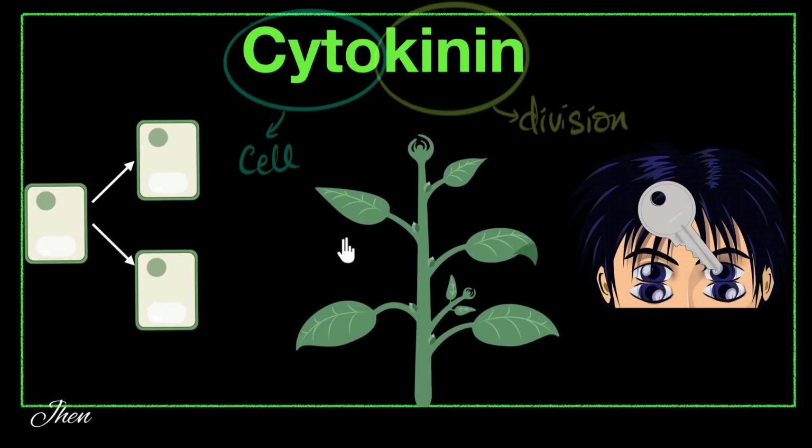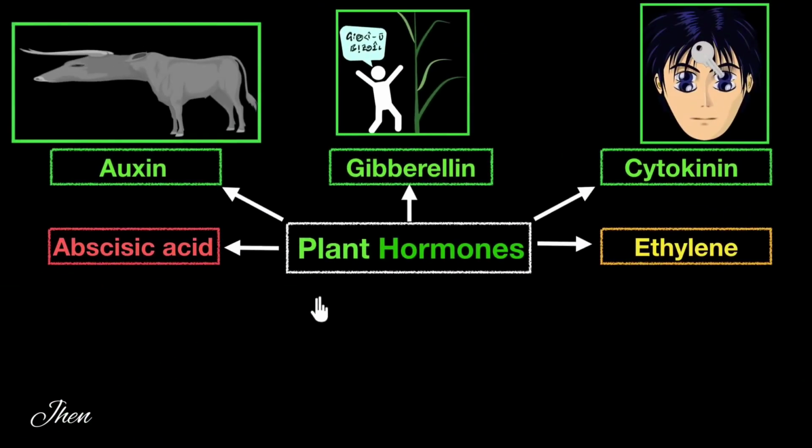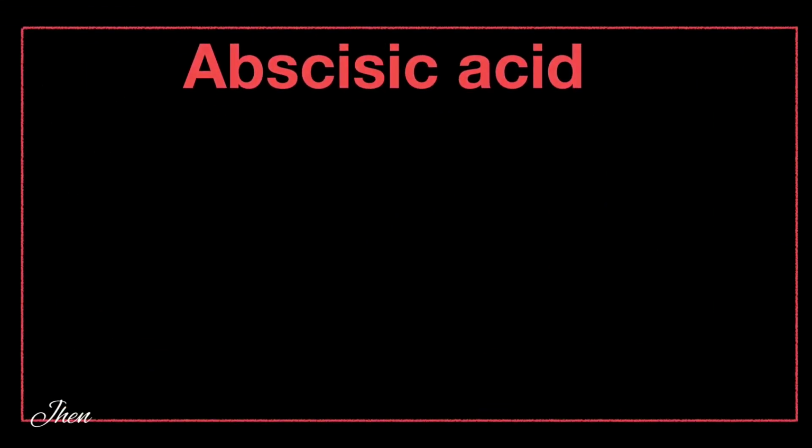Now let's talk about a hormone that actually inhibits the growth, that actually prevents growth. So zooming out, that brings us to the next hormone called abscisic acid.